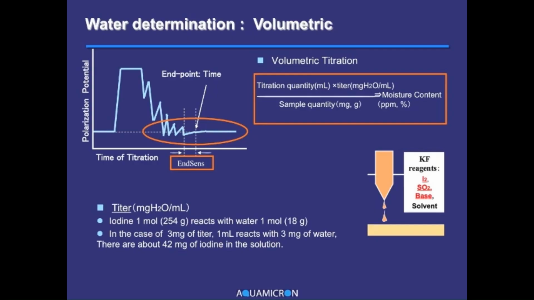The fluctuation width becomes smaller until the curve becomes a steady line at the endpoint, where the water inside is almost consumed by the reaction, and a slight amount of iodine remains. The endpoint is determined after the 30-second steady state, which we call n-sens, and then the titer for the calculation is fixed. You may understand that there can exist some slight error in this procedure to fix the endpoint of the titration, and thus volumetric titration is less suitable for measuring trace amounts of water than the coulometric method.